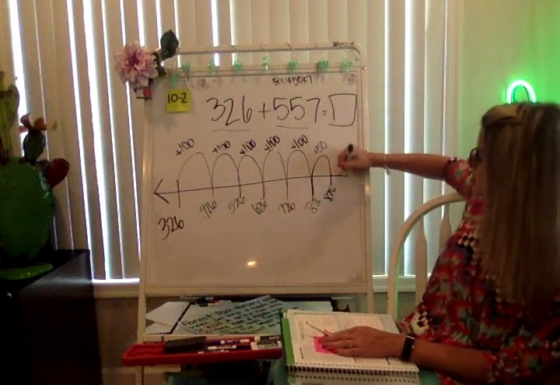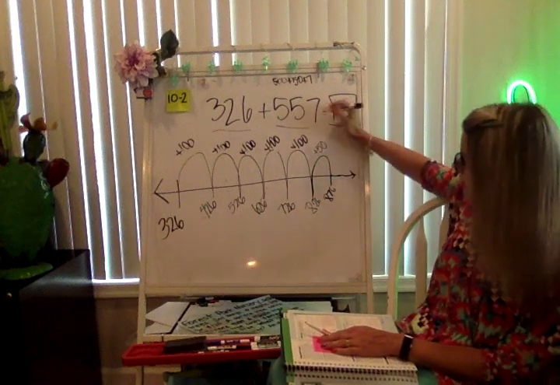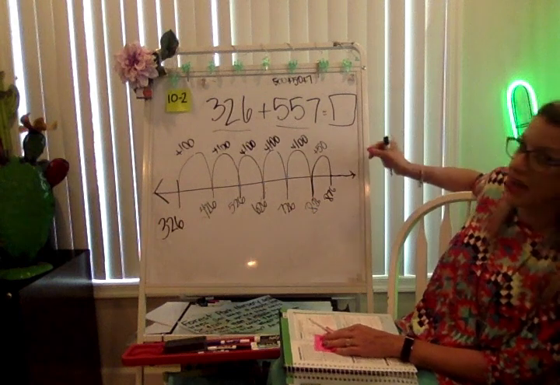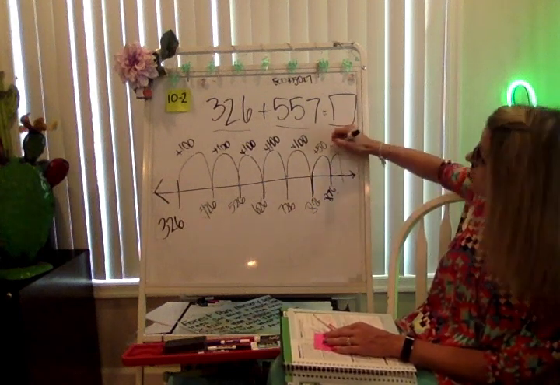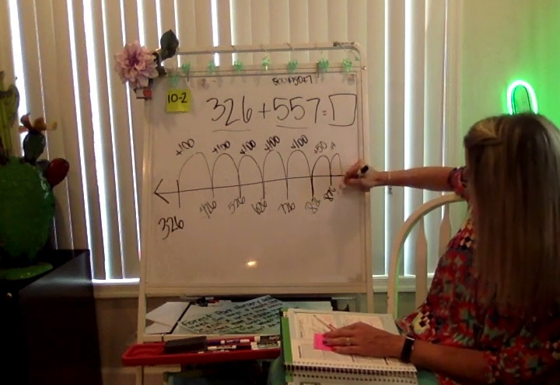For me, it's easier to break apart the 7 into adding 4 and then adding 3 because I want this 6 to have the partner pair to the next 10. So I'm going to add the 4 to get to 880.